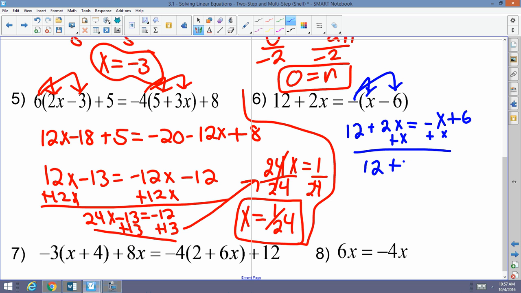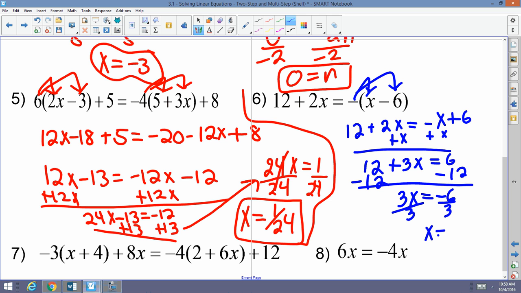Guess what? Now it's Mickey Mouse time. Now I subtract 12 to both sides. 3x equals -6 divided by 3. X equals -2. Not too bad, right? Okay.